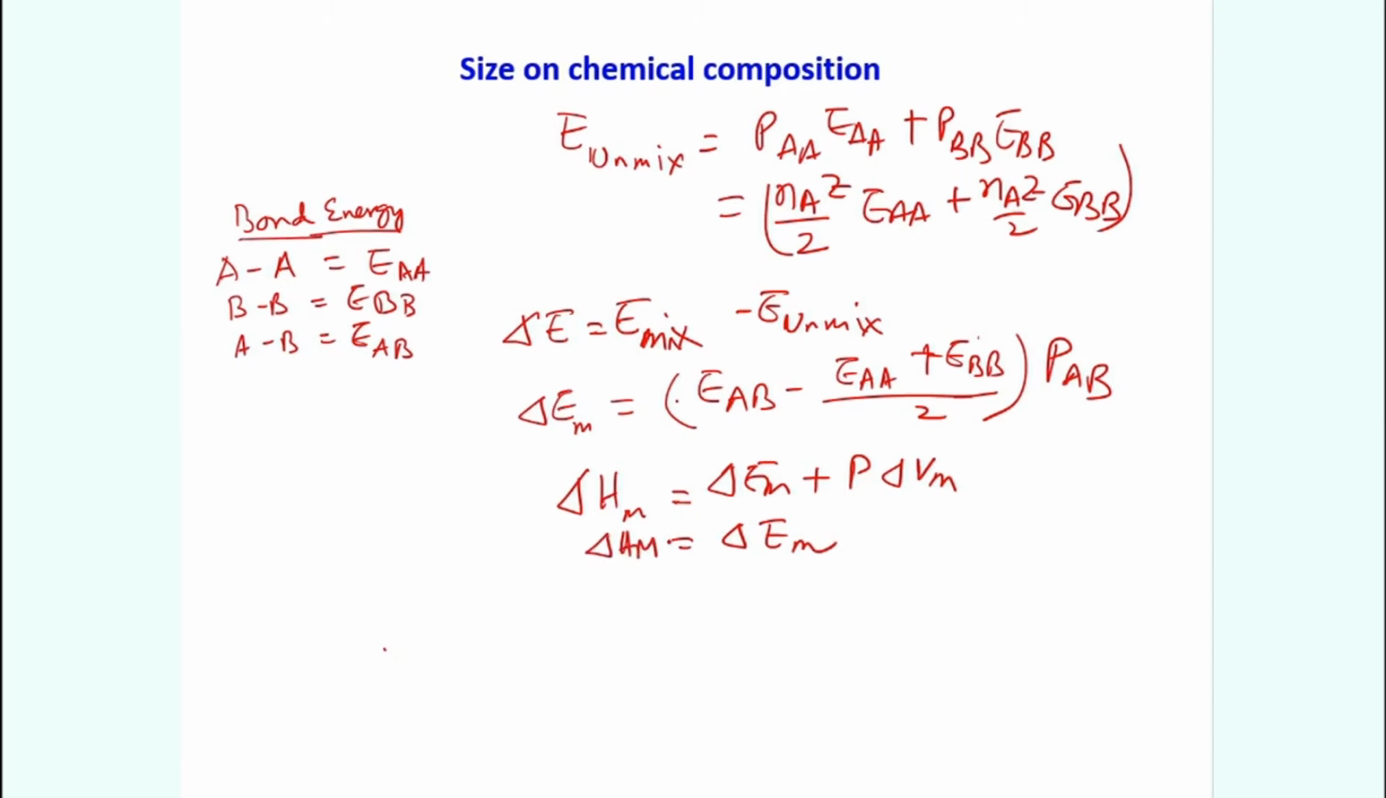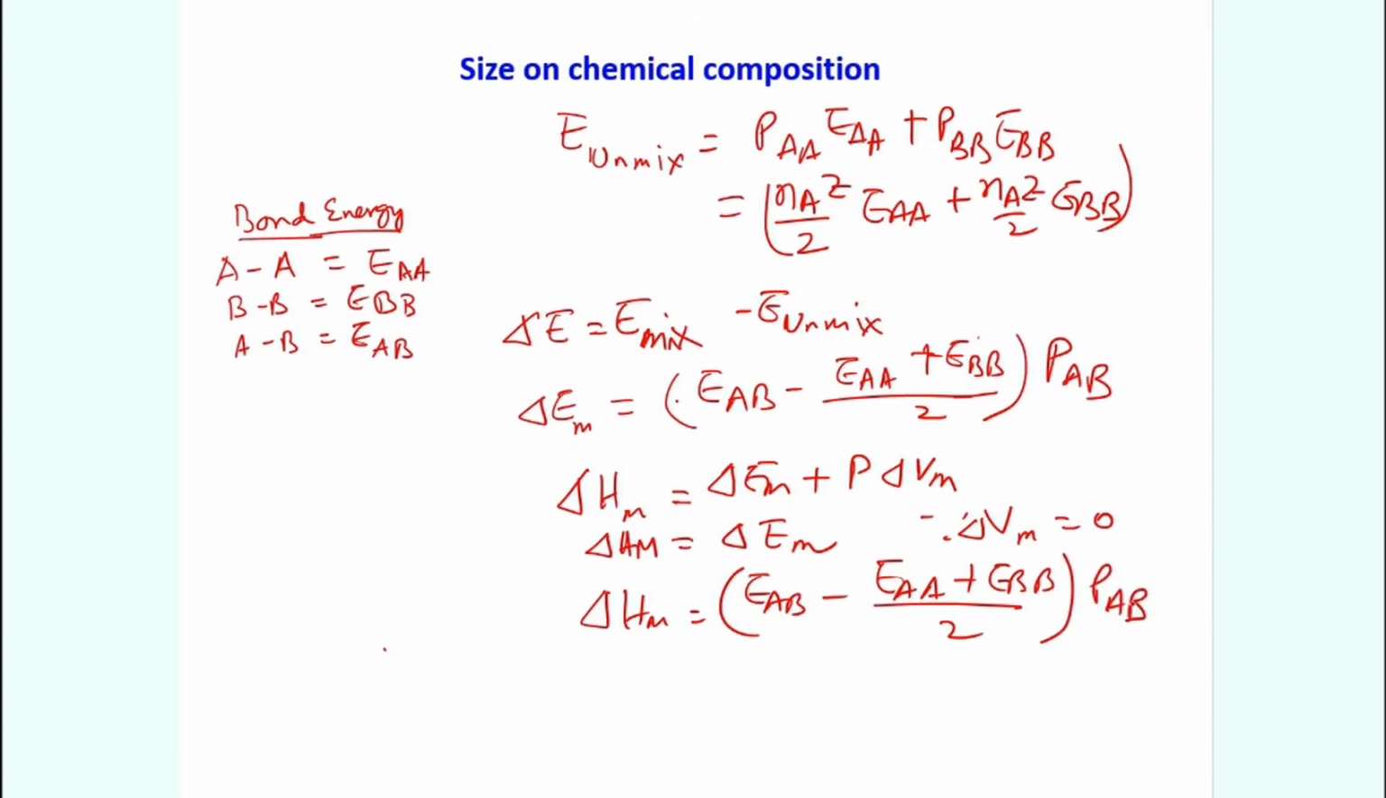Since delta V mix is 0, delta H mix is E_AB minus (E_AA plus E_BB) by 2, into P_AB. That is what it is. So what does it tell? It depends on the bond energy difference of the dissimilar bonds minus the average of the similar bonds. So the sign of delta H mix will depend on the difference of E_AB and half of E_AA plus E_BB.